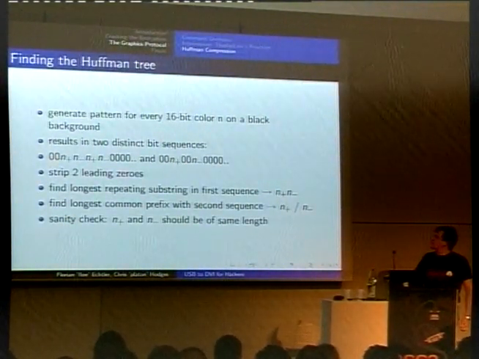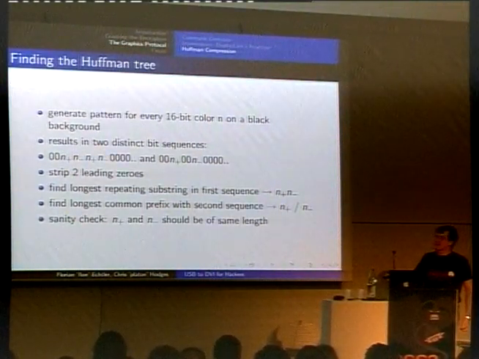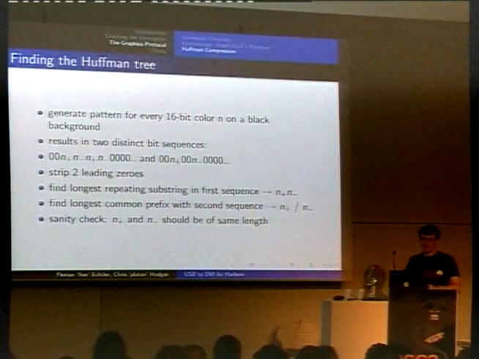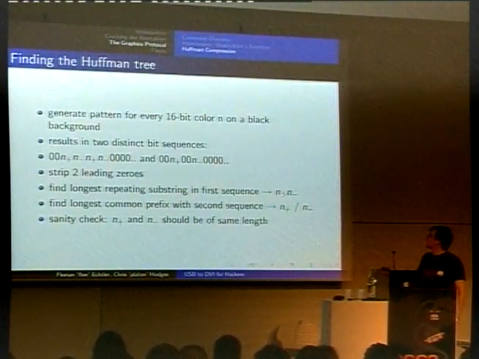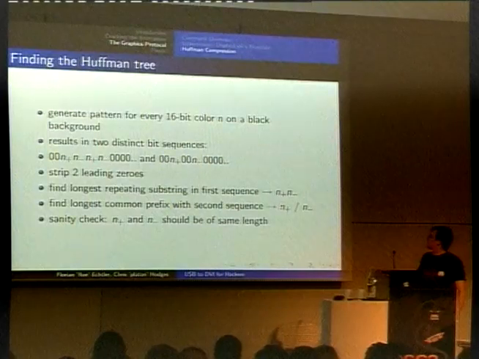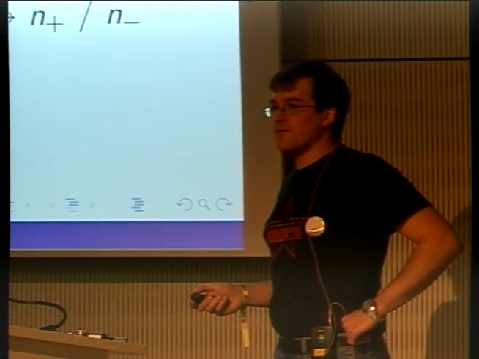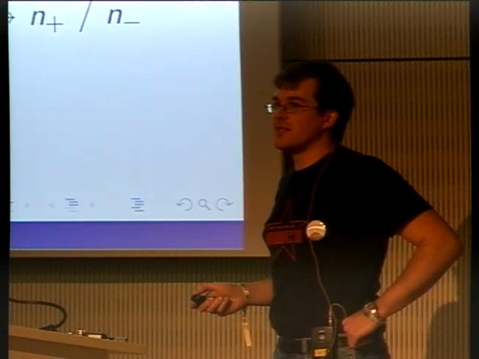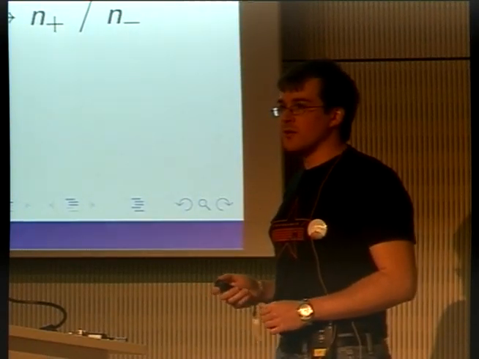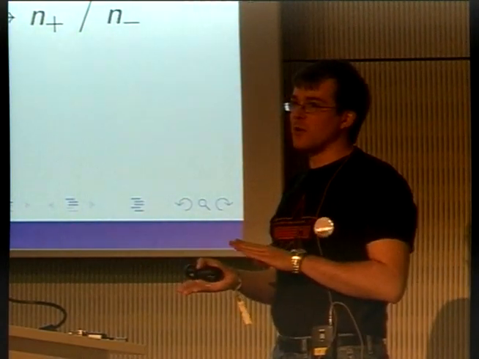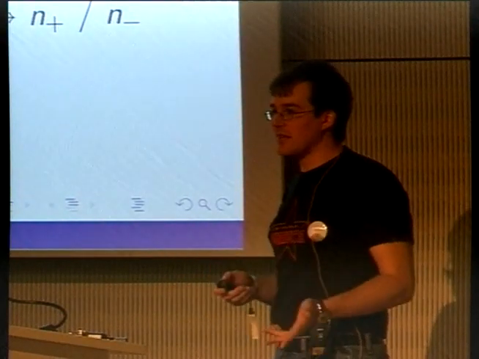When we now strip the leading two zeros and try to find the longest repeating substring here, we end up with the sequence for just plus n minus n. And this we can compare with the other sequence and find the longest common prefix. When we have also found this, we get the two separate sequences, plus n and minus n. One sanity check which can be done here is that the two sequences should always be of the same length, because the difference is equally likely to occur in positive direction as in negative direction.